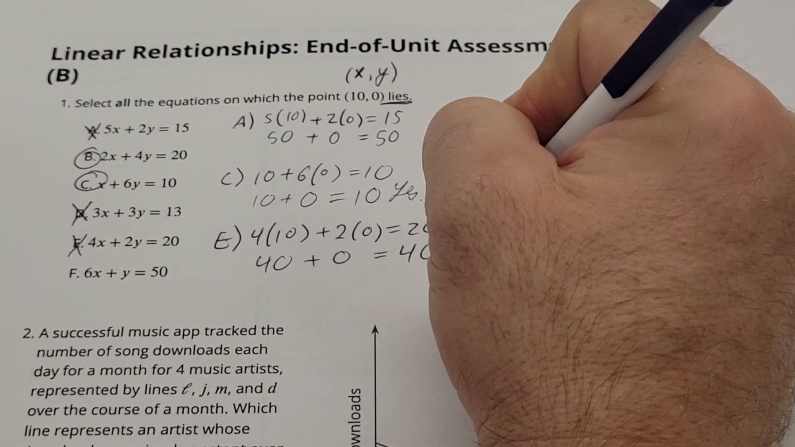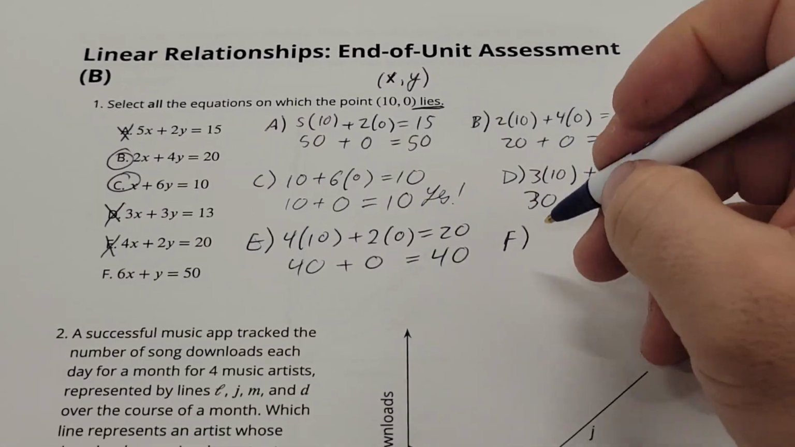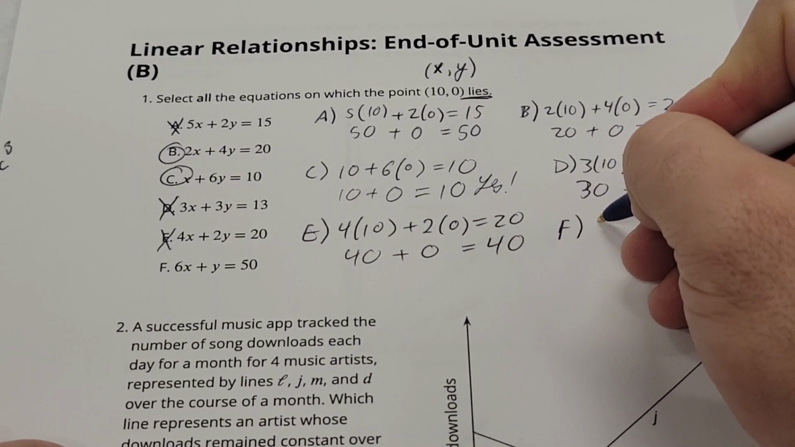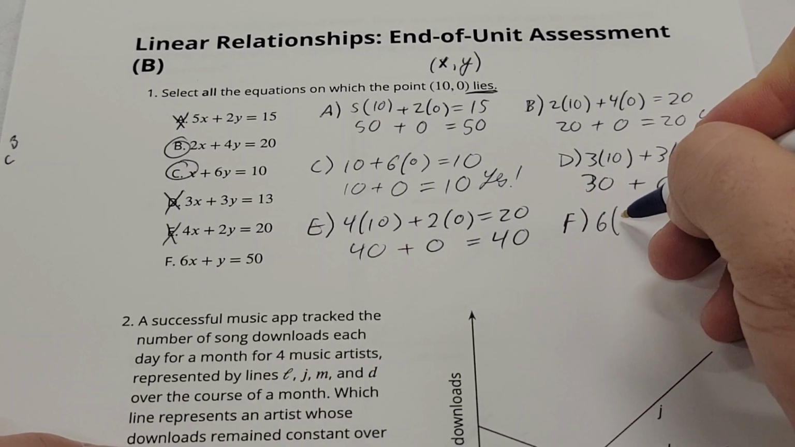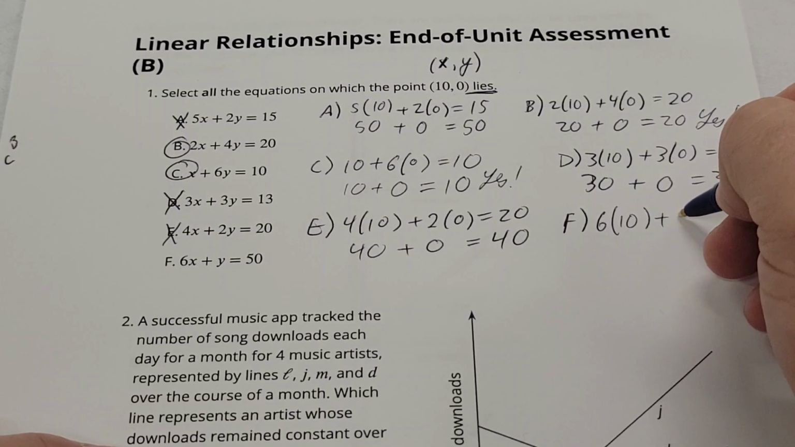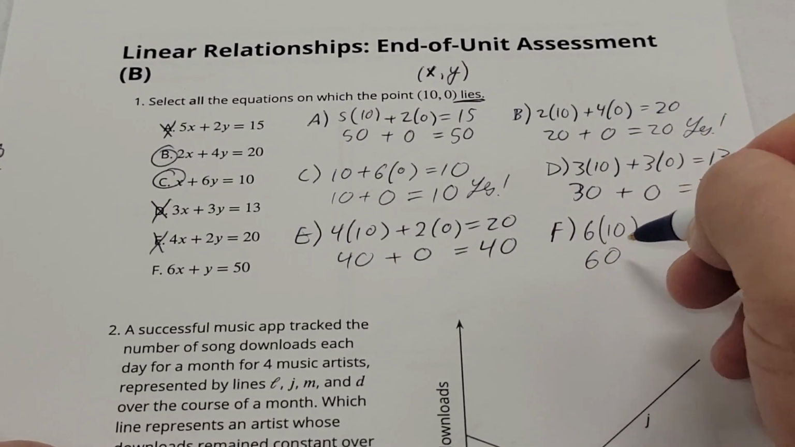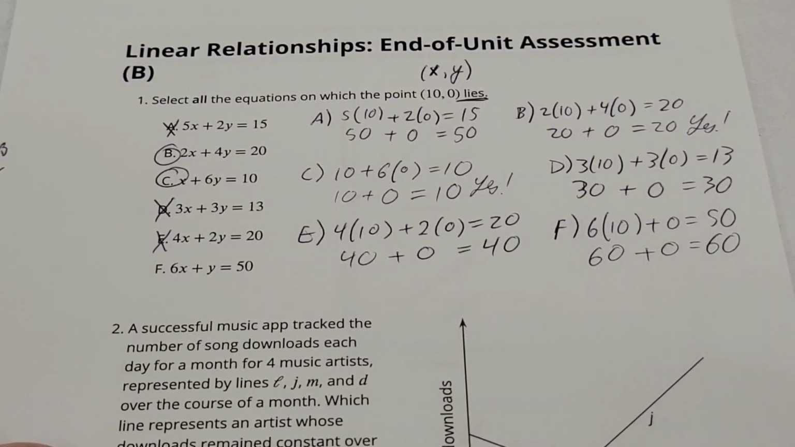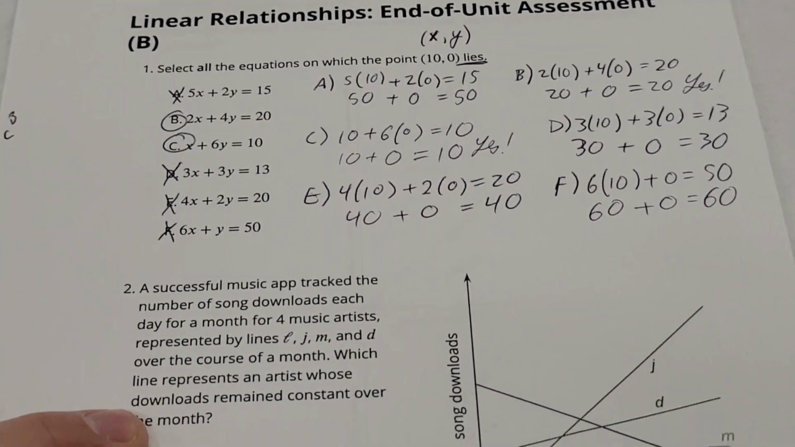For F, I have 6 times x, which is 10, plus y, which is 0, equals 50. Well, 6 times 10 is 60, plus 0 equals 60. So that is also a no.